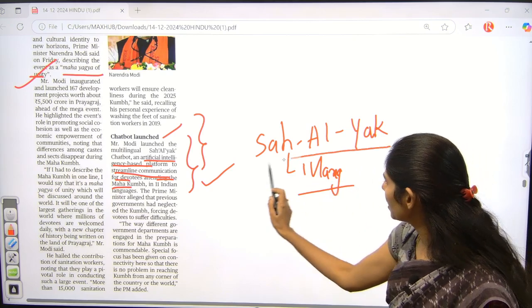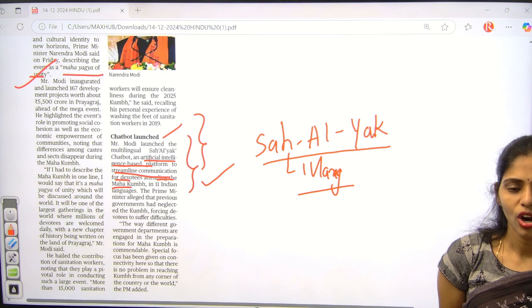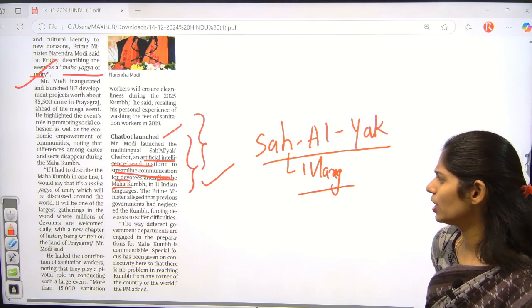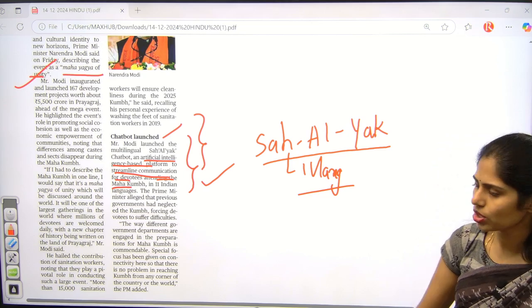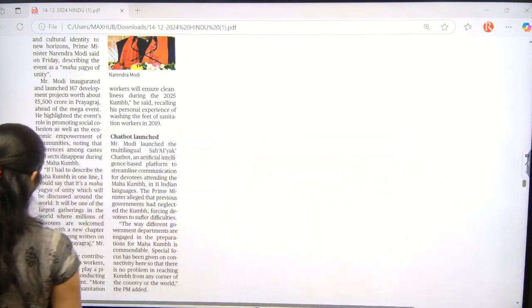And you can even get a prelims question like, recently Sah'AI'yak is in news. So what is it, or what is the application of this? Which ministry, and why did this come up? In this way also you can get a question. Okay, so be careful with that.